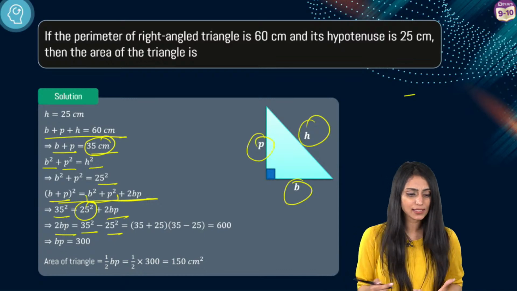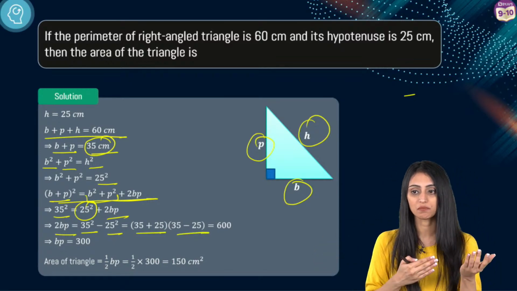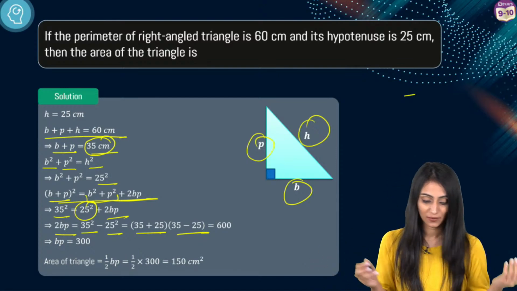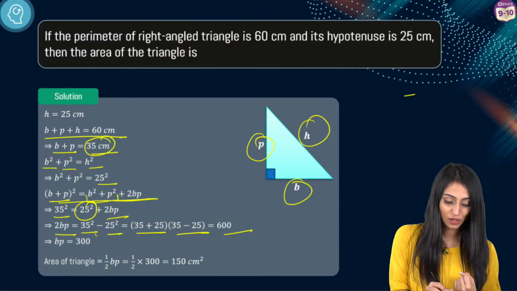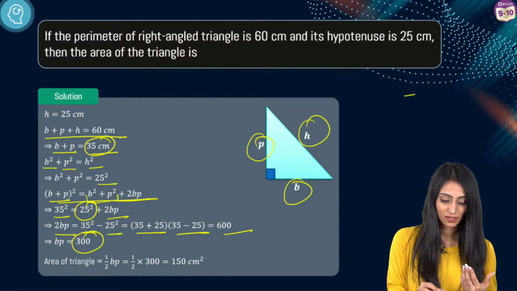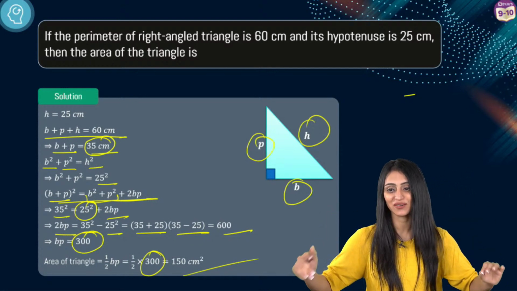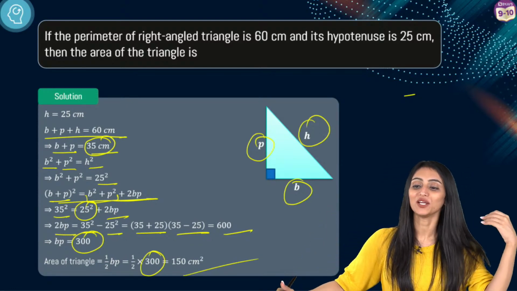Rather than taking squares, it's better we write it this way: 35 plus 25, 35 minus 25, A plus B, A minus B, right? That's going to be 600. So the product of these is 300. What we need is half times base times perpendicular. Use the product directly. So we have 150 centimeters square. Easy one, right? Now feeling confident.